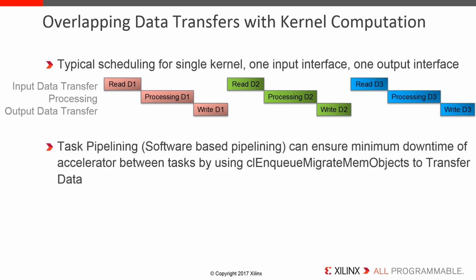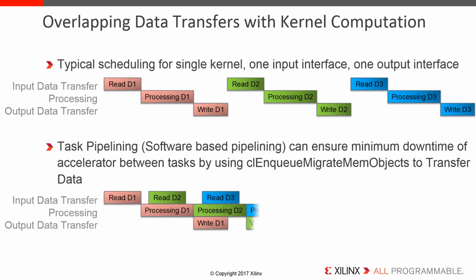If we use task pipelining, we could schedule ahead of time the transfer of the data for the subsequent executions before the kernel needs it. This could be achieved with the API CL-Enqueue migrate Mem objects rather than using CL-Enqueue write buffer. Now we can see that the kernel is executing almost continuously. This is the execution time saved.